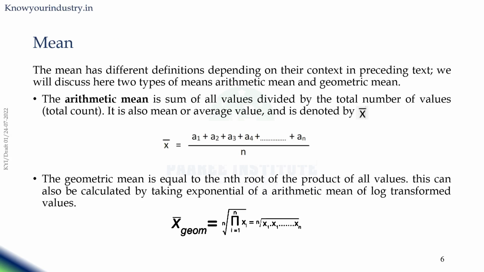Mean: the mean has different definitions depending on the context. We will discuss here two types of means which are commonly used in statistical applications, that is arithmetic mean and geometric mean. The arithmetic mean is the sum of all values divided by the total number of values. It is also called average value. The geometric mean is equal to the nth root of the product of all values. This can also be calculated by taking the exponential of the arithmetic mean of log-transformed values.